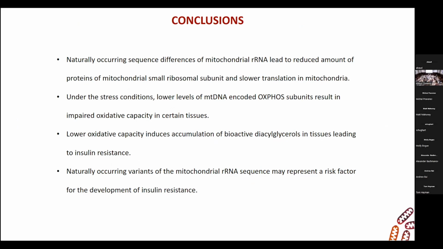Under stress conditions, such as high-fat diet, lower levels of mitochondrial DNA-encoded OXPHOS subunits result in impaired oxidative capacity. Lower oxidative capacity induces accumulation of bioactive acylglycerols in tissue, and naturally occurring variants of mitochondrial ribosomal RNA may represent a risk for the development of insulin resistance.